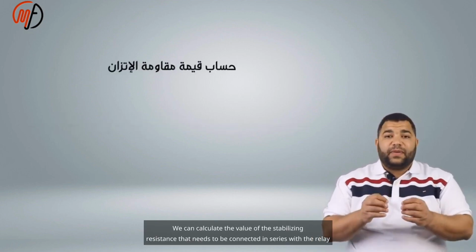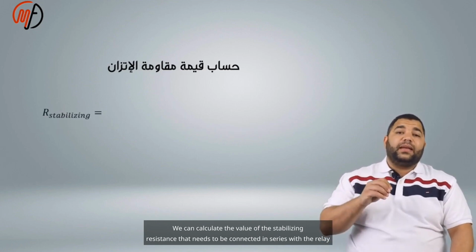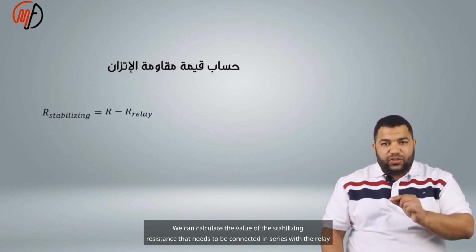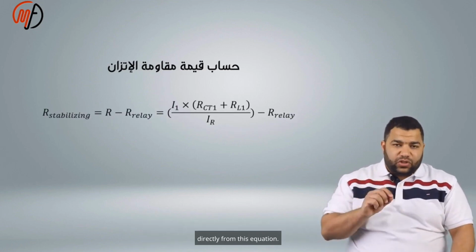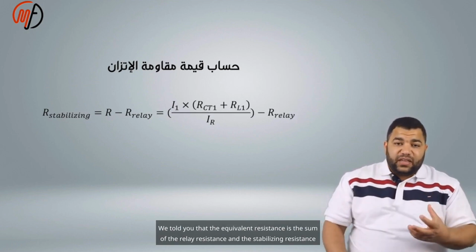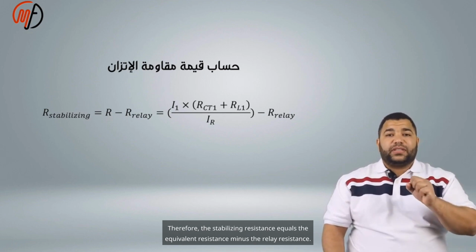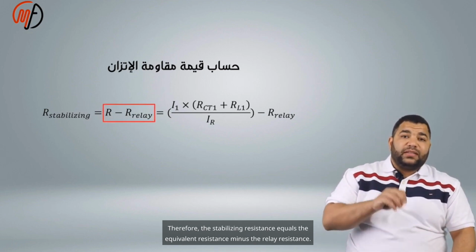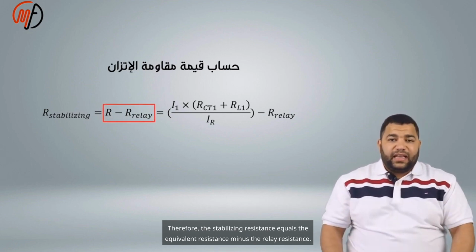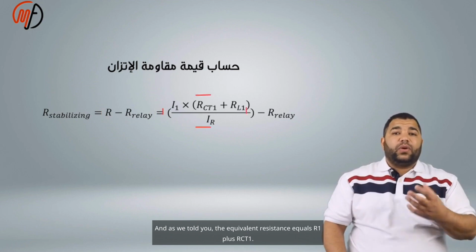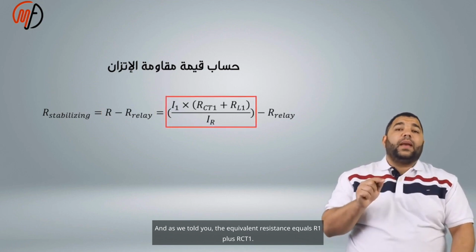We can calculate the value of the stabilizing resistance that needs to be connected in series with the relay directly from this equation. We told you that the equivalent resistance is the sum of the relay resistance and the stabilizing resistance. Therefore, the stabilizing resistance equals the equivalent resistance minus the relay resistance.